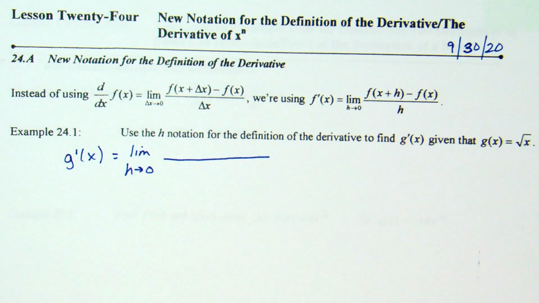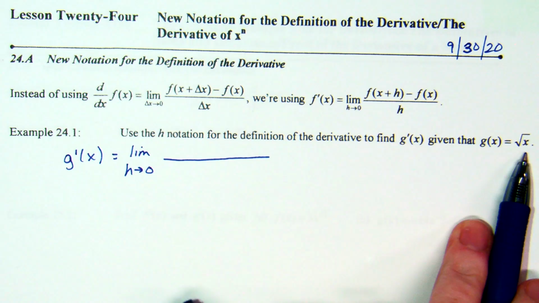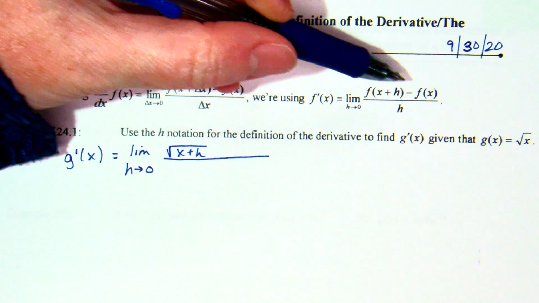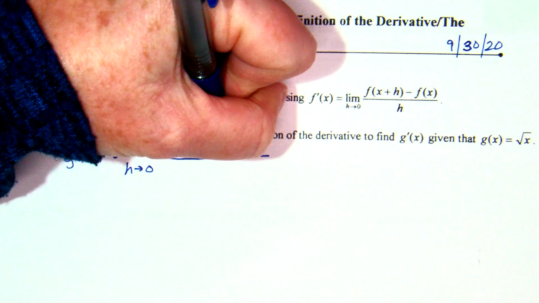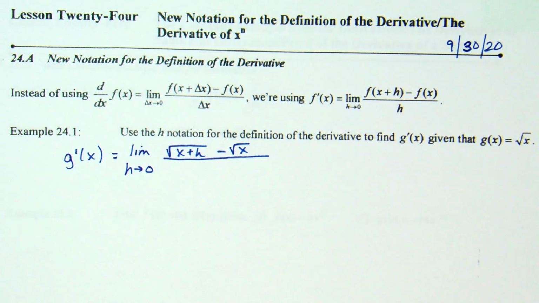My function is square root of x. So if I take that x and replace it with x plus h, this is going to be square root of x plus h. So that's my f of x plus h, minus f of x, which is just the function they gave you, minus square root of x, all over h.